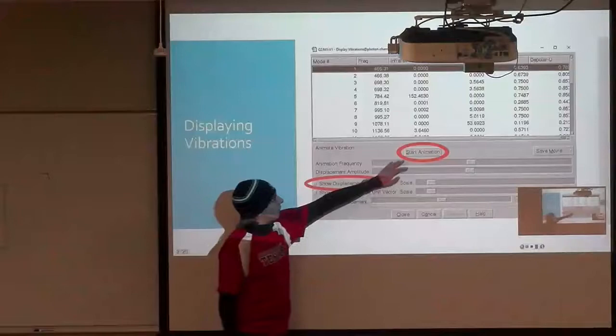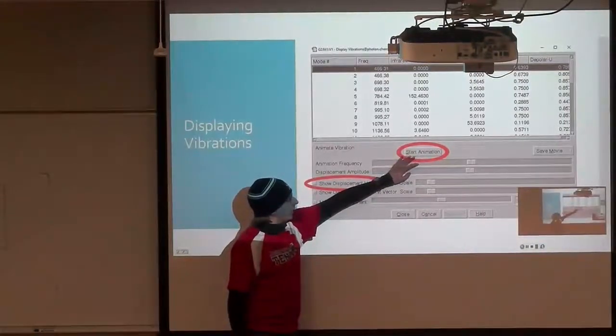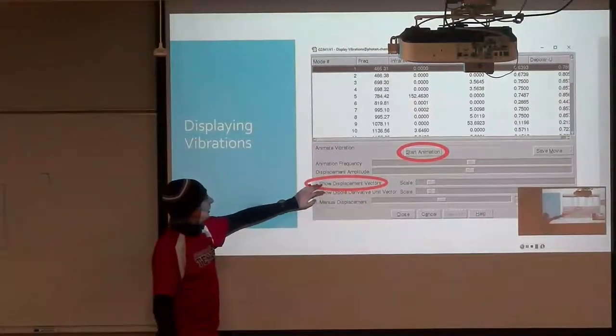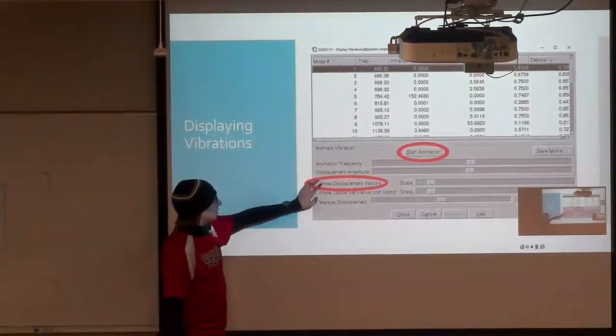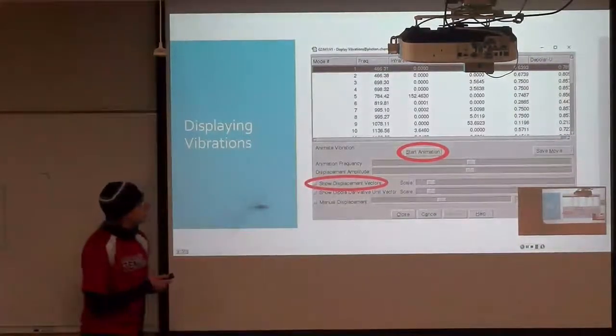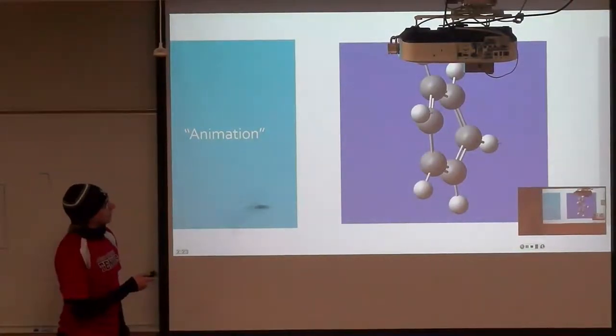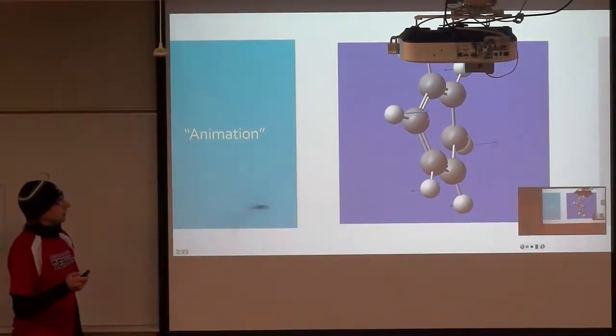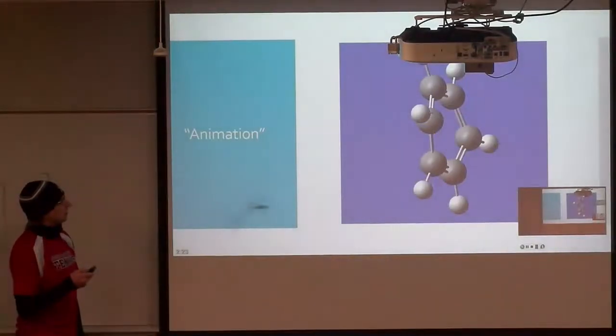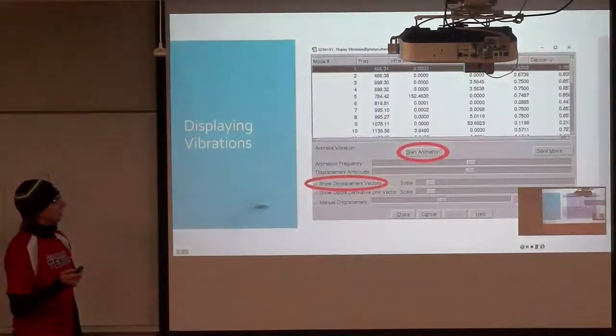You can actually show how it vibrates by starting the animation, but because I can't really show that in the PowerPoint, I also turn on the displacement vector so you can see where it's moving. Not terribly well on this one, but you can see the arrows here, so that shows how it's moving. Just pretend it's smoother.